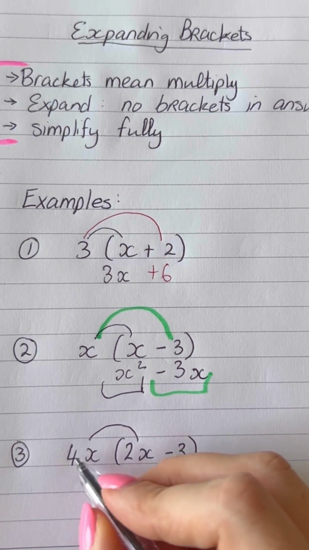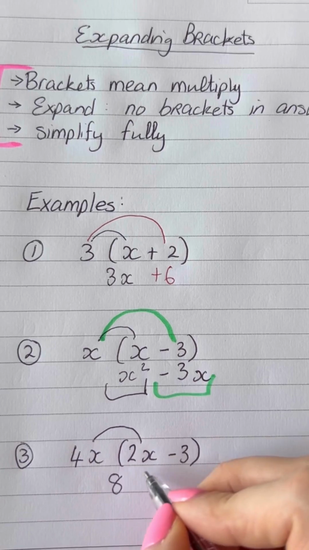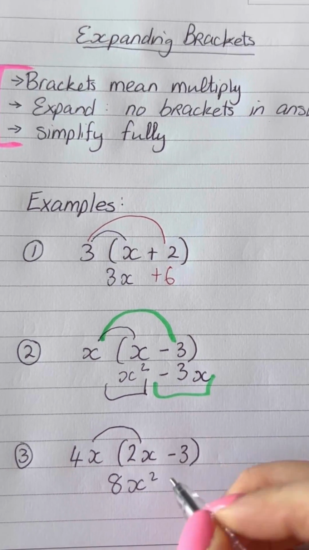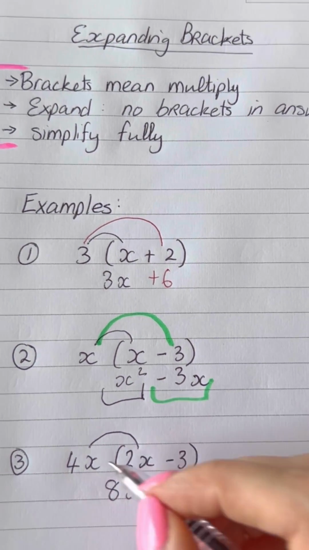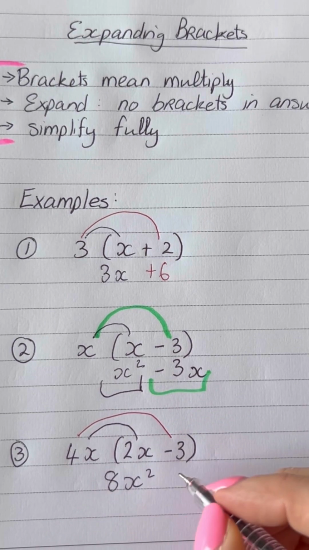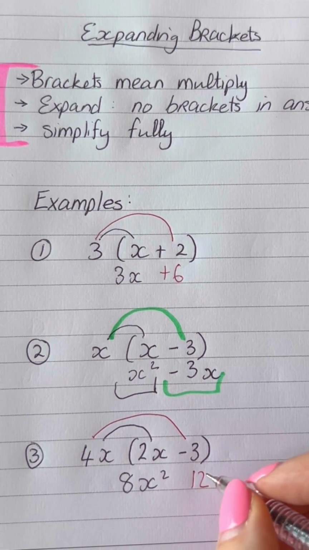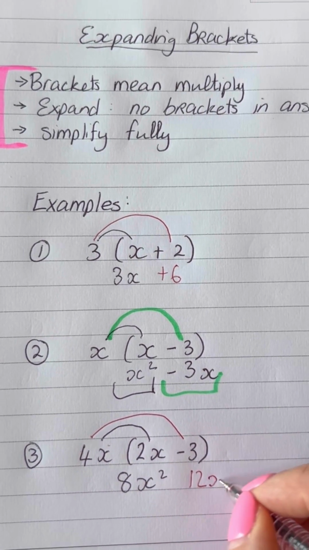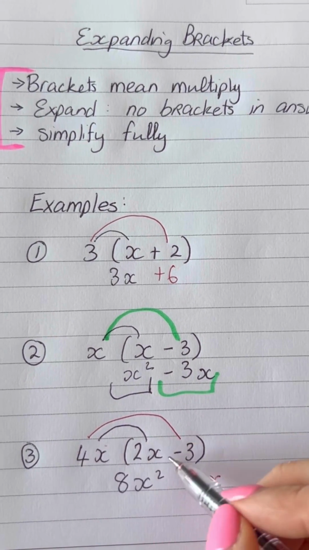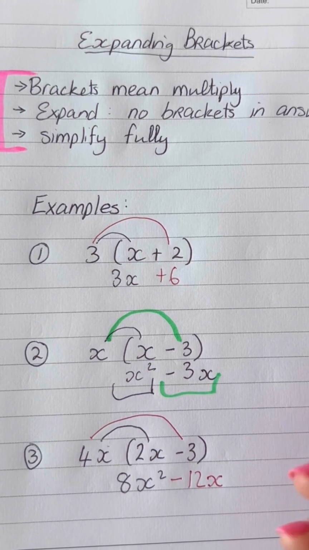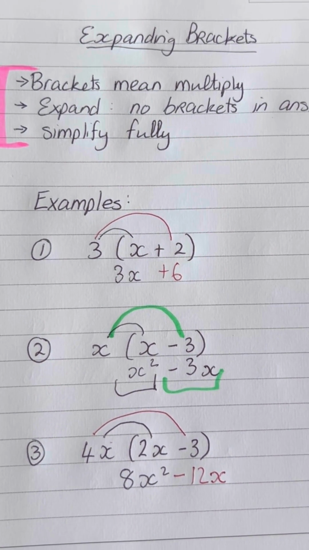Then our last one, 4x times 2x. Remember, number by number. 4 times 2 is 8. Letter by letter, x times x, x squared. Then our second part, 4x times minus 3. 4 times 3 is 12. So number by number, letter by letter, there's an x there. And then sign by sign, a positive by a negative gives me a negative. 2 colors, so there's 2 parts of my final answer.